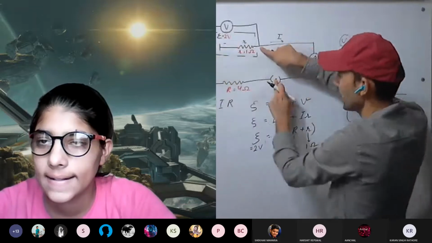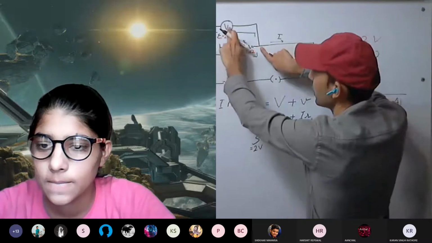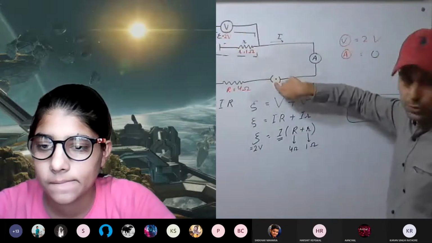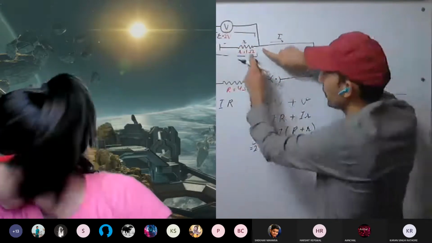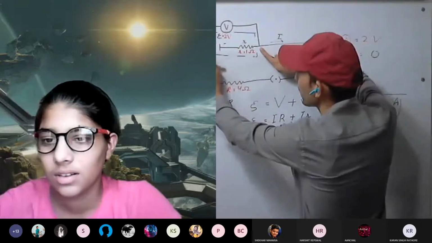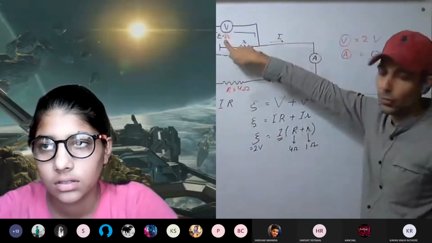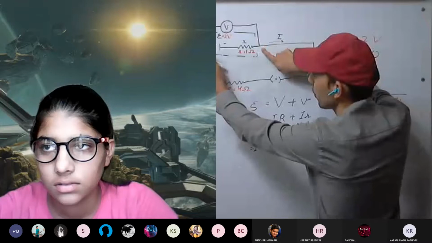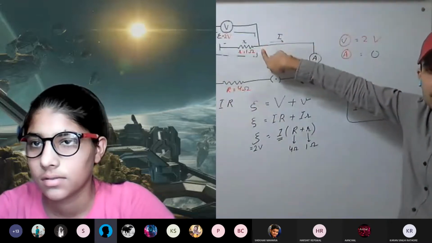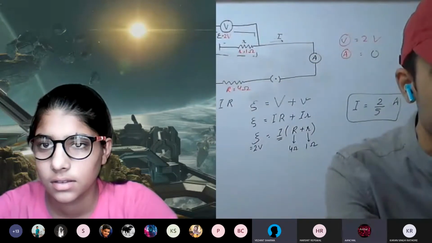That will be EMF when key is open. So on the open terminals, what is available? That is epsilon. That is EMF. So voltmeter will be reading 2 volt EMF. But when key is closed, current will flow. Internal resistance will play its role, and because of that, the voltage available here, that is potential difference available, will be little less as compared to EMF, and that potential difference is called as terminal voltage.